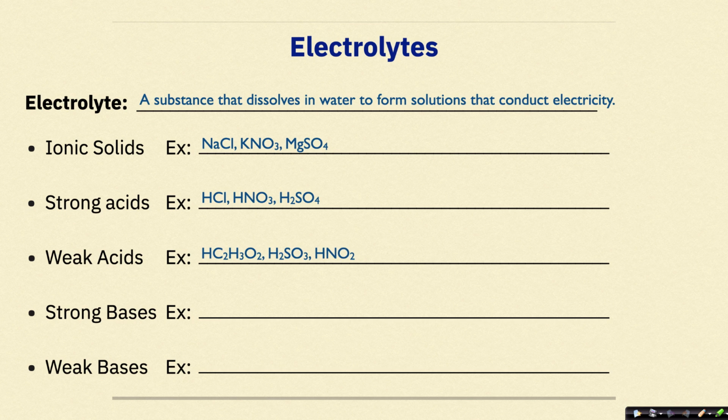Weak acids have the ability to ionize slightly, and we'll talk more about that in future chapters. Acids like acetic acid, sulfurous acid, or nitrous acid. Strong bases are also electrolytes. Examples are sodium hydroxide, potassium hydroxide, calcium hydroxide, where all of these compounds will break down into positive and negative ions in water. Examples of weak bases are ammonia, sodium carbonate, and methylamine. All of these compounds, when dissolved in water, will conduct electricity slightly.